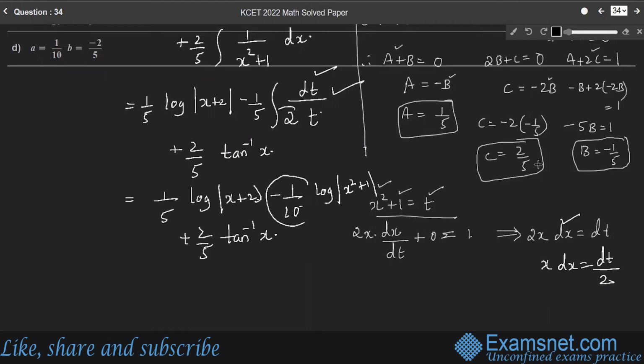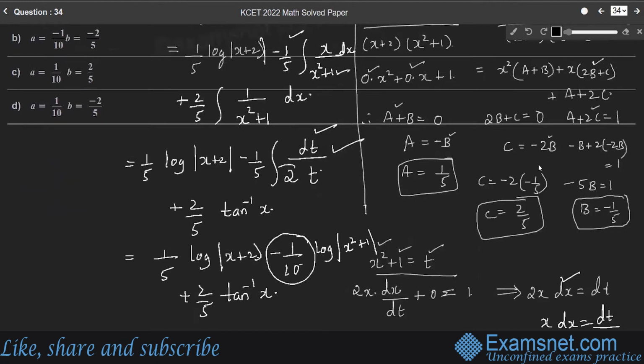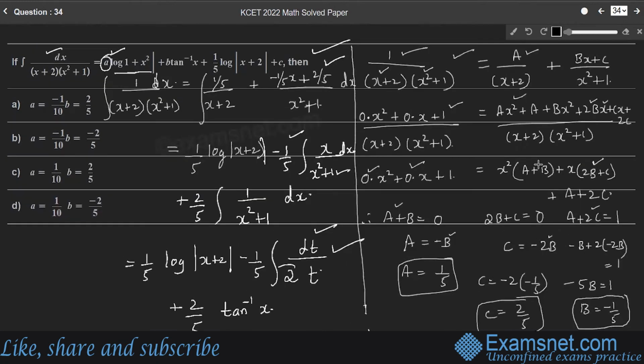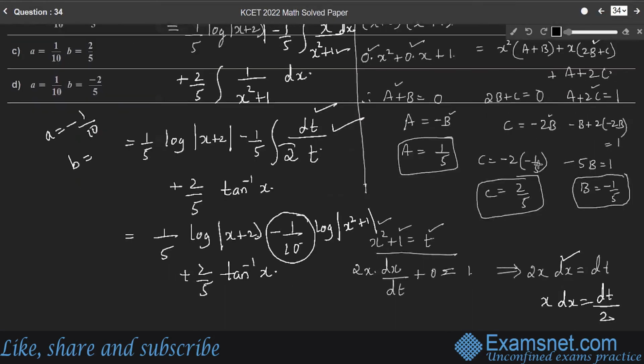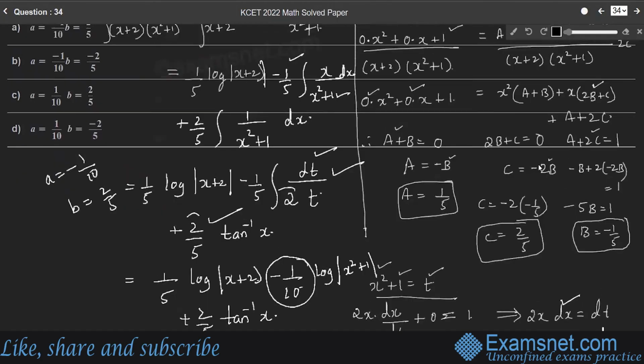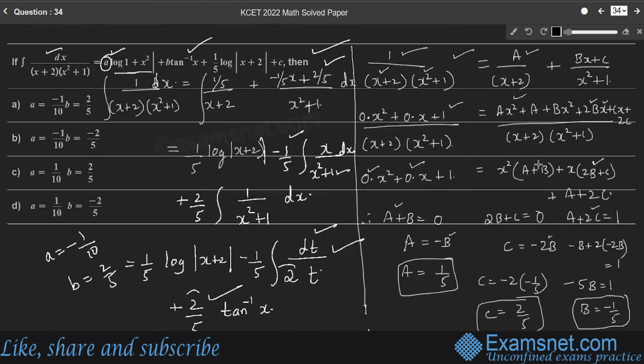We can equate a to minus 1 by 10, right? So a is minus 1 by 10, whereas b is, so b tan inverse x, tan inverse x into 2 by 5. Therefore, b is 2 by 5. A is minus 1 by 10, b is 2 by 5. So option A is the right answer.